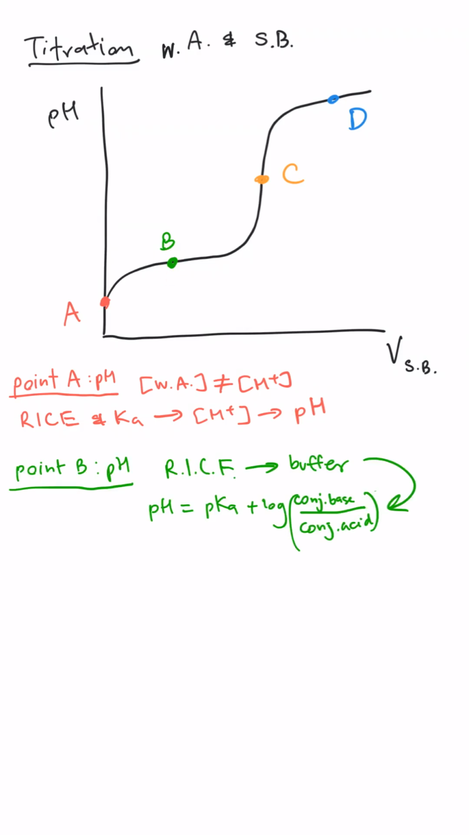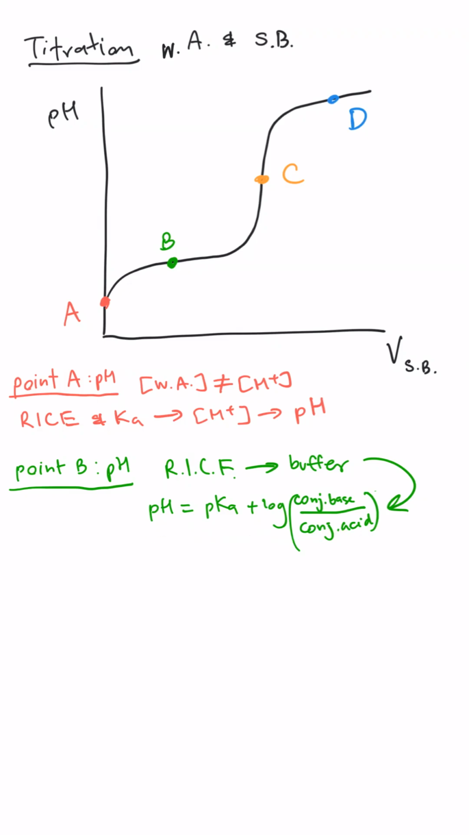For point B, you will need to set up a RICF table because point B is when the acid and base react together. So you will need to set up the neutralization reaction between acid and base and find out the number of moles for each of those species at point B, and then plug into the initial and change moles, and then find out the final moles. You will see that at the end, the final moles left are those of the weak acid and its conjugate base in the form of salt. So this solution is considered to be a buffer solution. Therefore, to find out the pH at this point, you can use the Henderson-Hasselbalch equation.